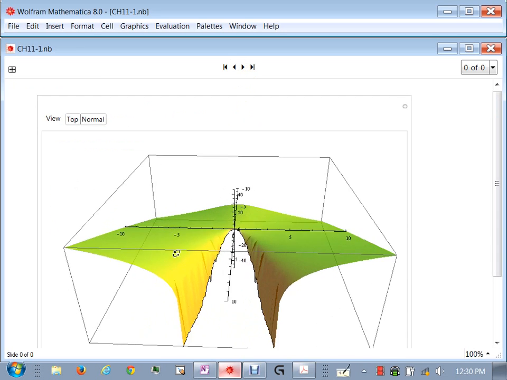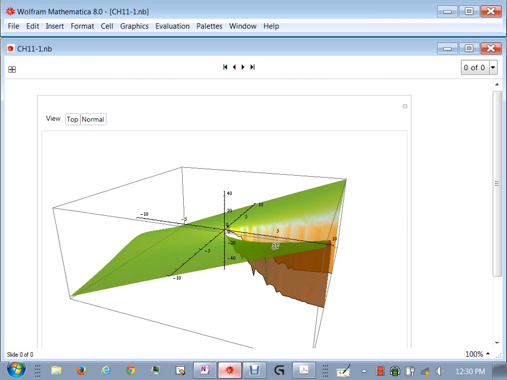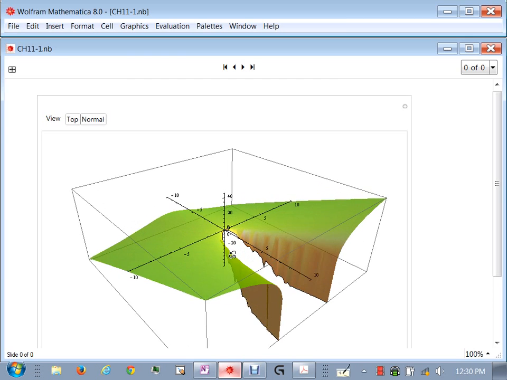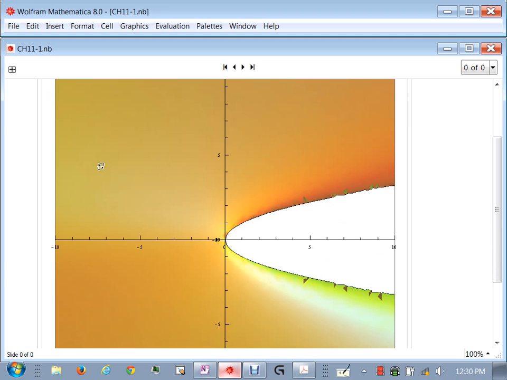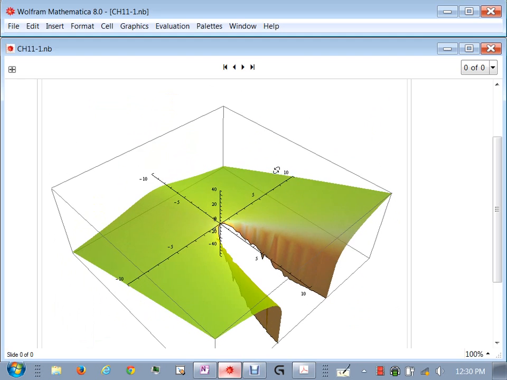Here's that graph. This is a pretty cool looking graph. It almost looks like a plane, doesn't it? Almost looks like a plane, but there's something weird happening right here. And if I look at it from the top again, look at that. That's our domain. So as I get close to that parabola, it's like Niagara Falls or something. Everything's just dropping down, right? I like to visualize these because you can really see the domains when you graph them like this.